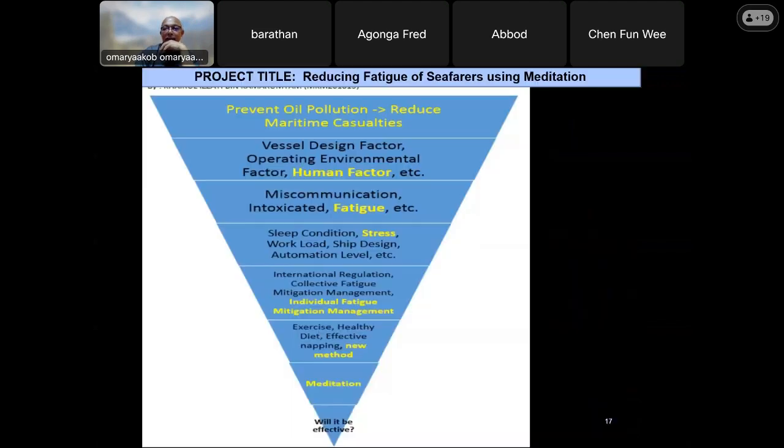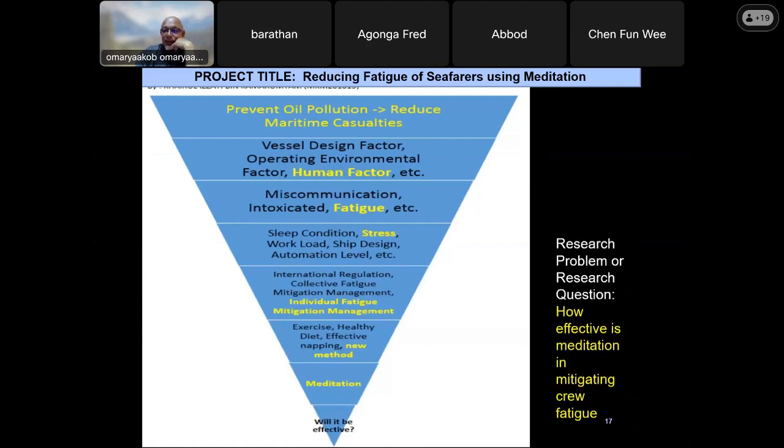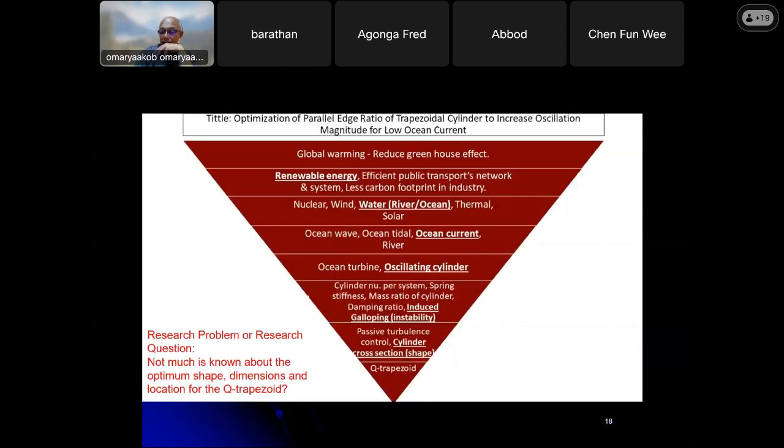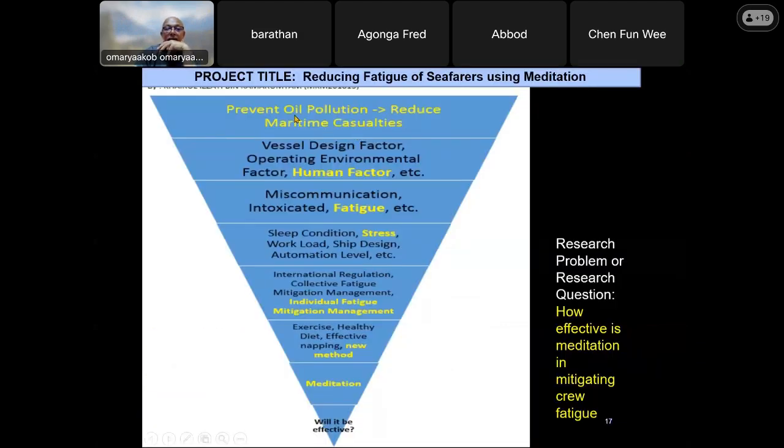Okay. Right, we go on. So we see some examples here from your seniors. So this is a guy doing something about reducing maritime casualties, I mean maritime accidents, ship collisions and so on. The big issue is oil pollution because of ship collisions. Because of that, you need to reduce maritime casualties, maritime accidents.